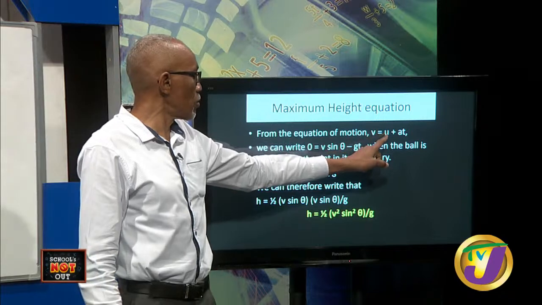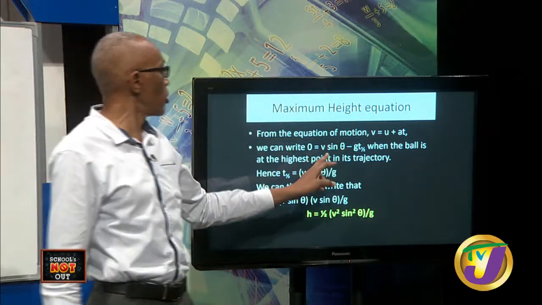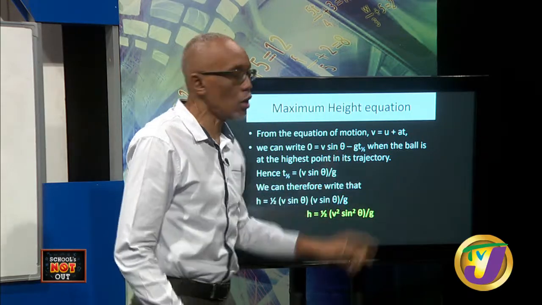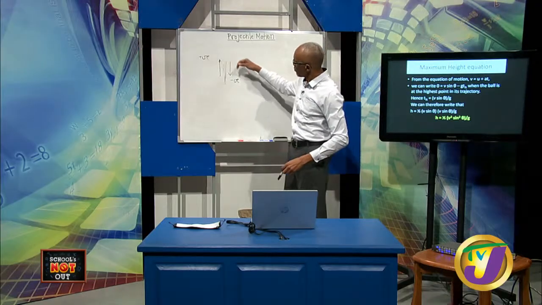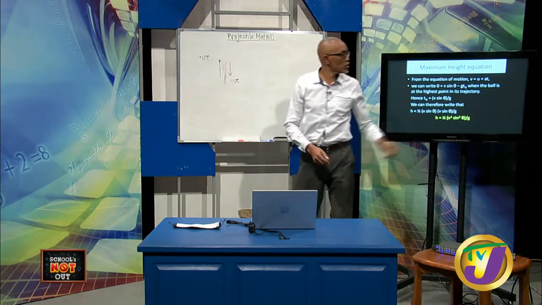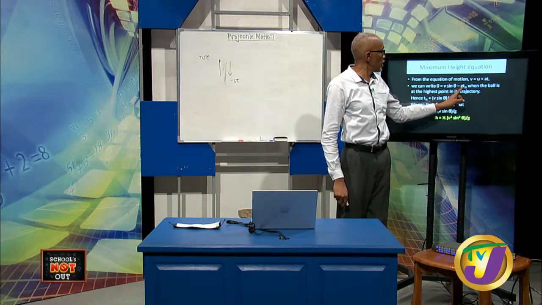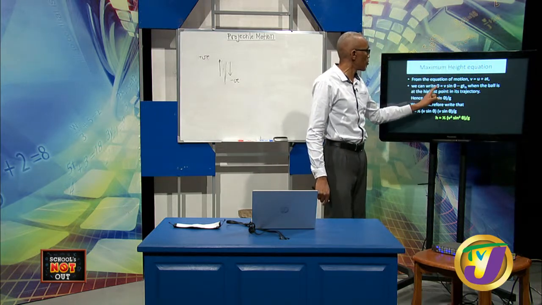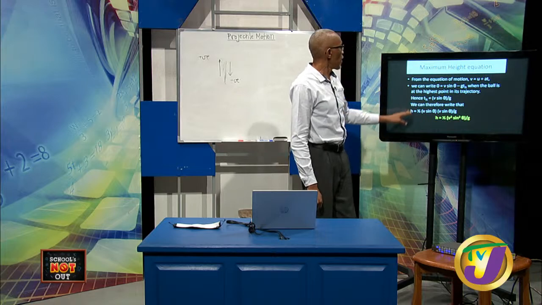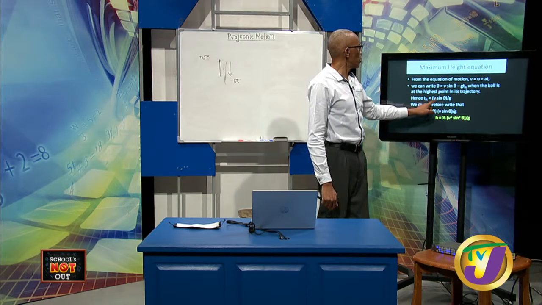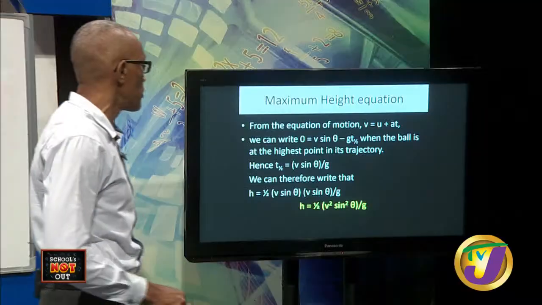Remember the initial velocity for the vertical component is v sine theta. And because g, which is the acceleration due to gravity, is always downwards, that has a negative sign, and the time it takes to get to the top of its trajectory is t half, and that's how we get this equation. And so we can rearrange: t half is equal to v sine theta over g.